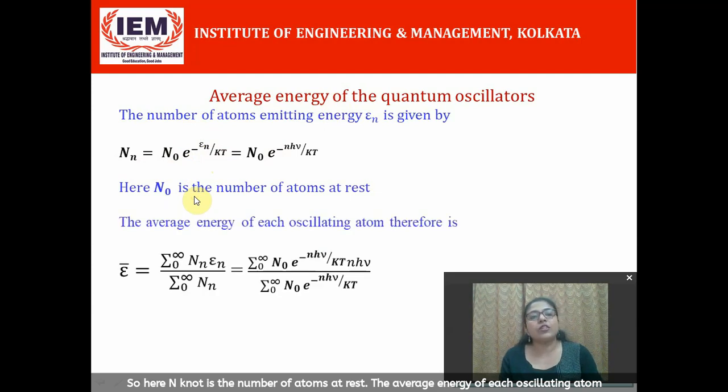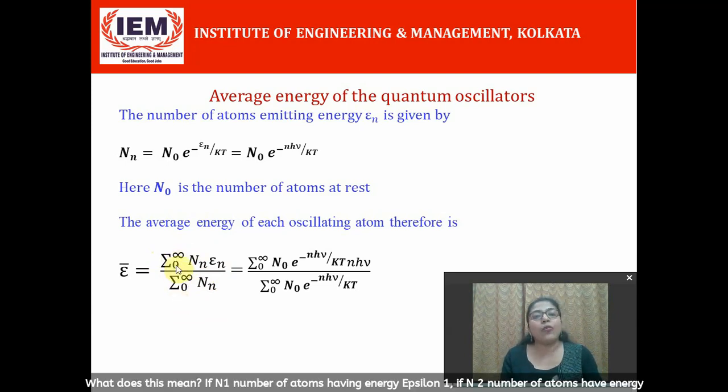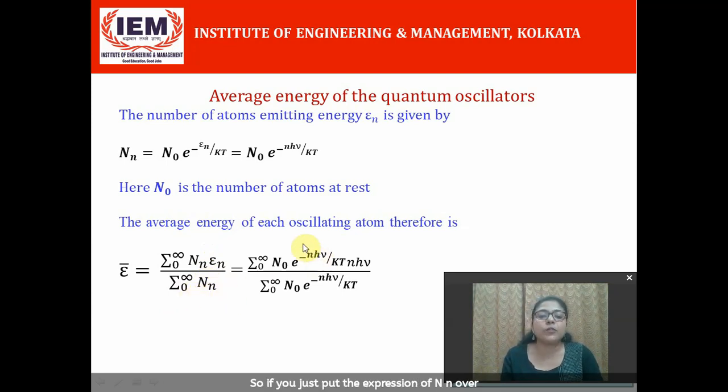The average energy of each oscillating atom, therefore, should be the total energy divided by the total number of oscillators. So the total energy is given by the sum from 0 to infinity of N n epsilon n, and the total number of oscillators is given by the sum from 0 to infinity of N n. Now what does this mean? If N1 number of atoms have energy epsilon 1, if N2 number of atoms have energy epsilon 2, if N3 number of atoms have energy epsilon 3, and so on, then this means N1 epsilon 1 plus N2 epsilon 2 plus N3 epsilon 3, and so on. And this is the total number of oscillators, N1 plus N2 plus N3. So if we just put the expression of N n and epsilon n over here, it looks like this.